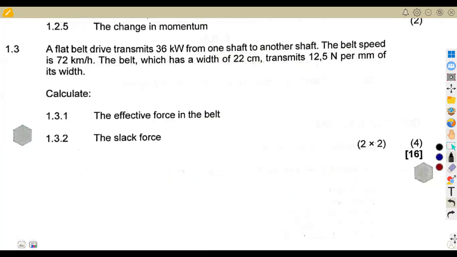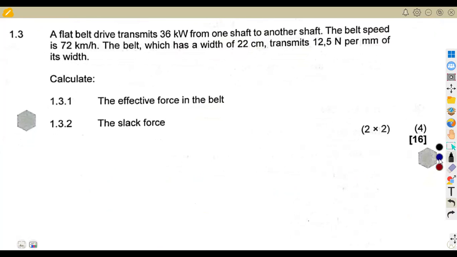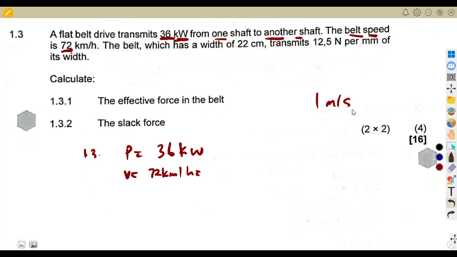1.3. On 1.3, we are given a flat belt drive that transmits 36 kilowatts. This is the power. So it transmits the power, 36 kilowatts, from one shaft to another shaft. The belt speed is 72 kilometers per hour. That is the speed of the belt, V is 72 kilometers per hour. As you know, this is supposed to be in meters per second, and 1 meter per second is equal to 3.6 kilometers per hour. So you're going to divide by 3.6, and this will give us 20 meters per second. Like I said, it's supposed to be in meters per second.